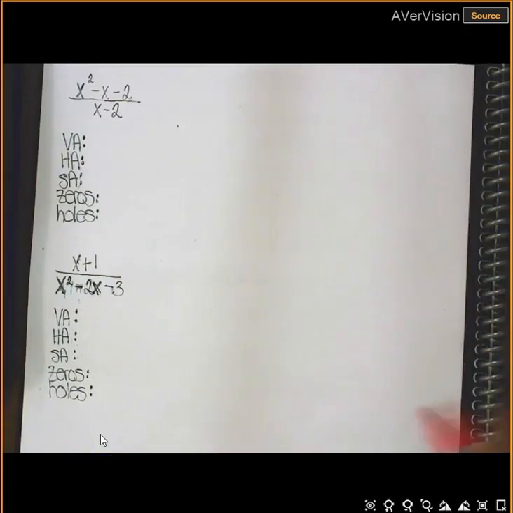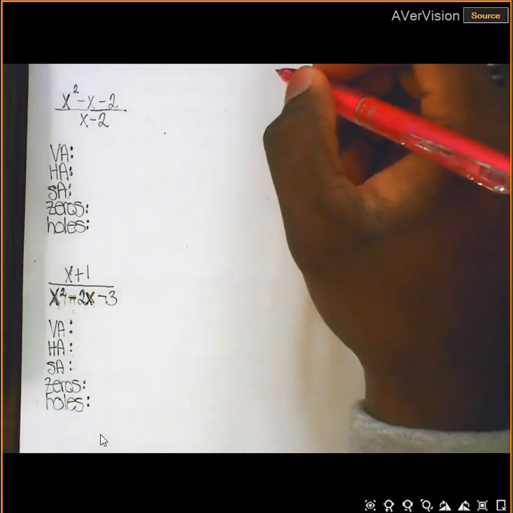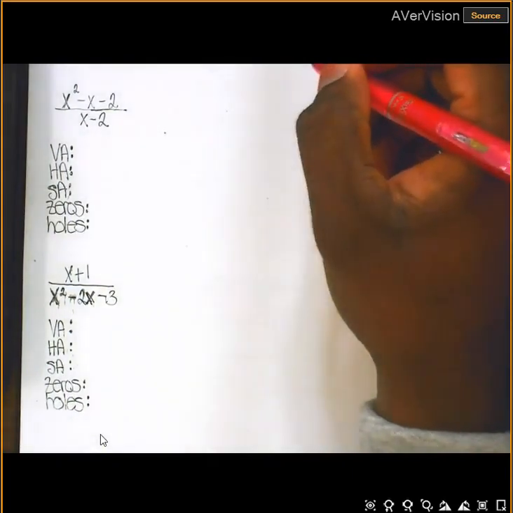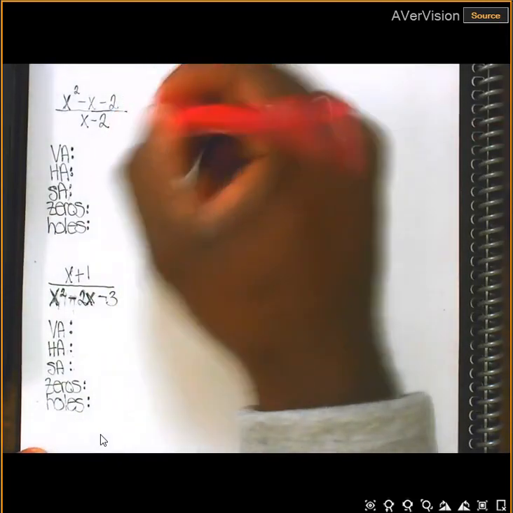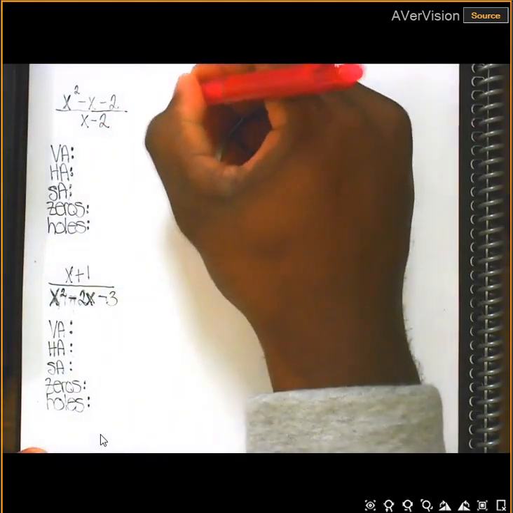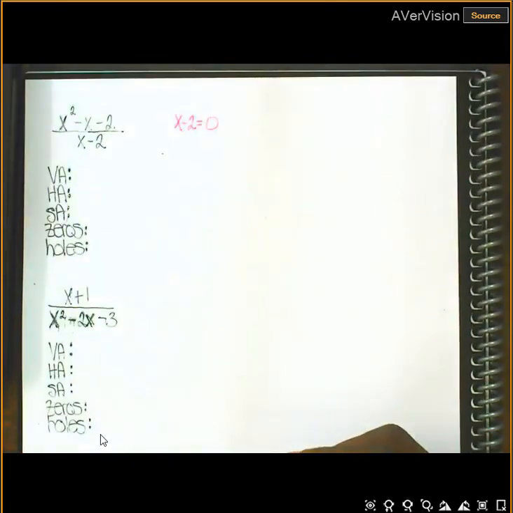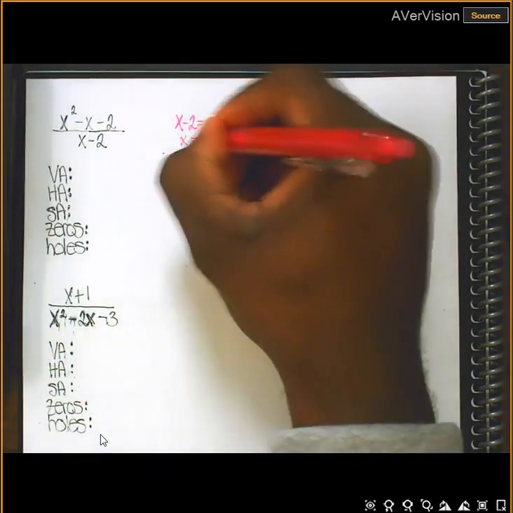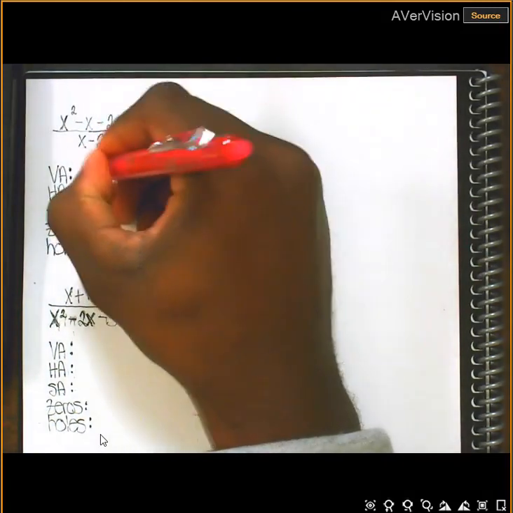All right. When we look for the vertical asymptote, we look at the denominator. So we need to figure out where the denominator is equal to 0. And to find that, just set it equal to 0. When we solve for x, what do we get? So that means we have a vertical asymptote at x equal to 2.